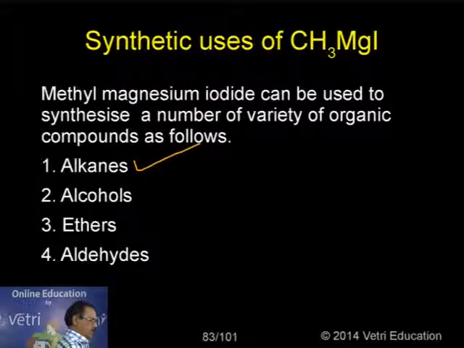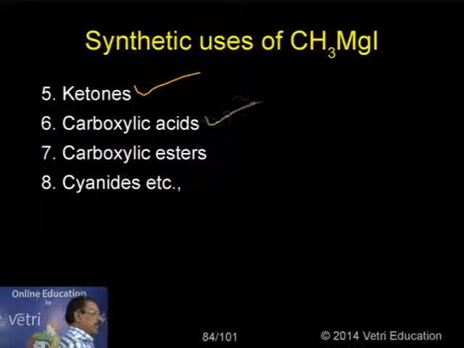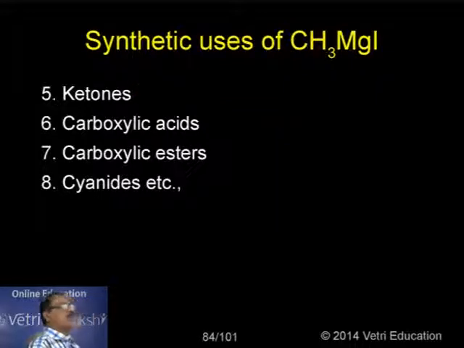Alkanes can be prepared, alcohols can be prepared, ethers can be prepared, aldehydes can be prepared. This continues. Ketones can be prepared, carboxylic acids can be prepared, carboxylic esters can be prepared, and cyanides also can be prepared. Most organic compounds can be synthesized using a suitable Grignard reagent. So any suitable compound can be prepared by using a suitable Grignard reagent. Let me discuss one by one.